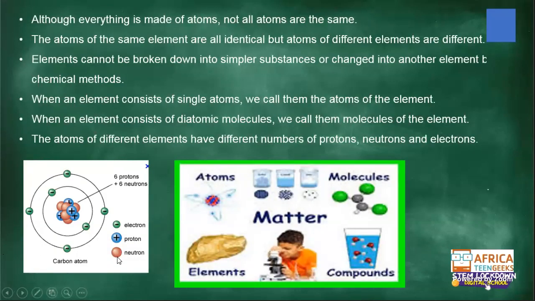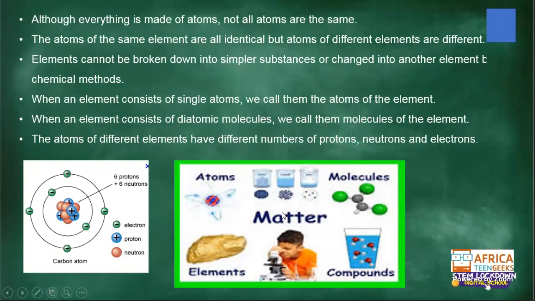So here's a picture of a carbon atom. In the nucleus, you'll see the protons and the neutrons, and you'll see the negative electrons orbiting around in each energy level around the nucleus. So an electron is negative, a proton is positive, and a neutron is 0.